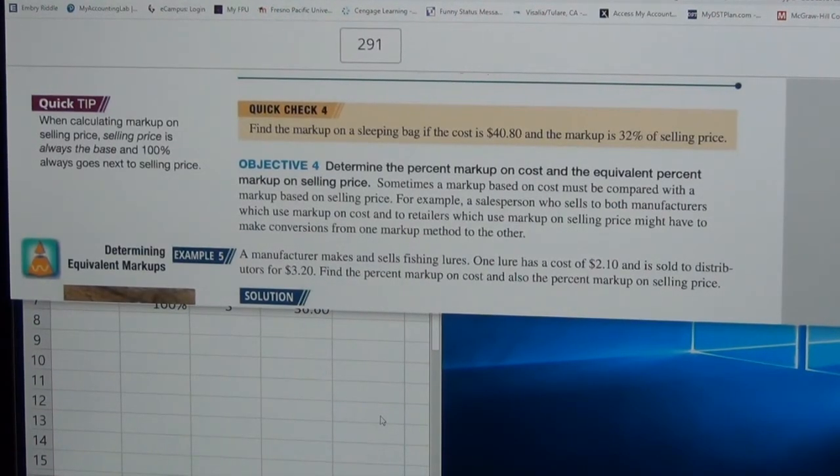A manufacturer makes and sells fishing lures. One lure has a cost of $2.10 and is sold to distributors for $3.20. Find the percent markup on cost and also the percent markup on selling price.